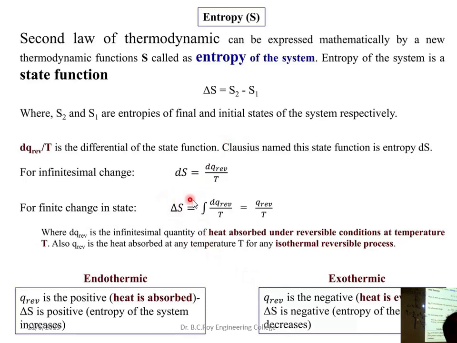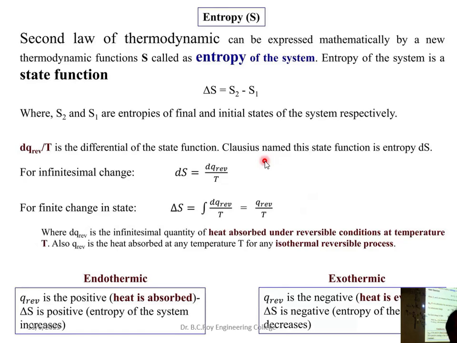So if you want a finite change, then the integration symbol is applied, integral of dQ by T. Or it can be called Q reversible by T. Here, Q reversible by T. That is entropy change, not the absolute entropy. There is a third law of thermodynamics. Already I have told you the 0th law, first law, second law. There is a third law of thermodynamics.